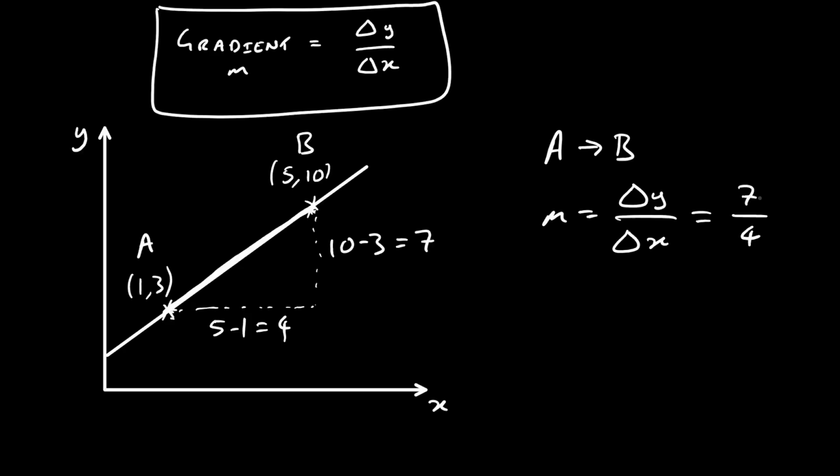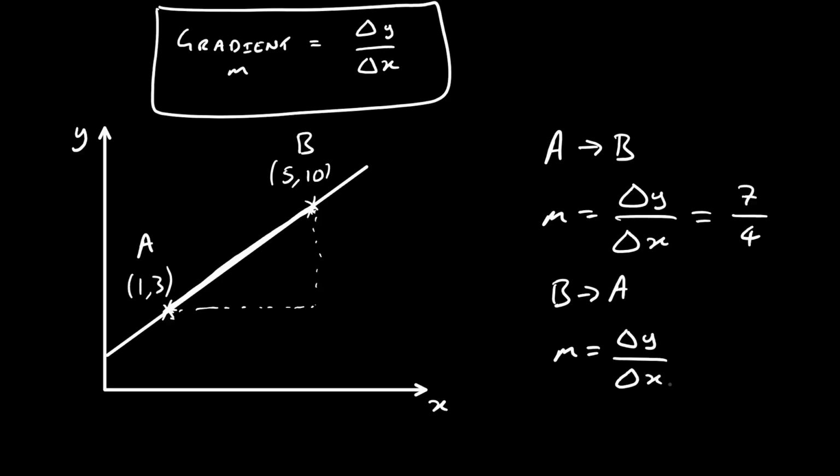Now, you might say, it's logical to ask, would we get the same answer if we move from B to A? Well, let's check. Our gradient is still our change in y over our change in x. But this time, we're moving down, and we're moving left. So we're moving from B to A. What's the difference between 3 and 10? We're looking at our y coordinates now. The difference between 3 and 10 is -7. So this is now -7.